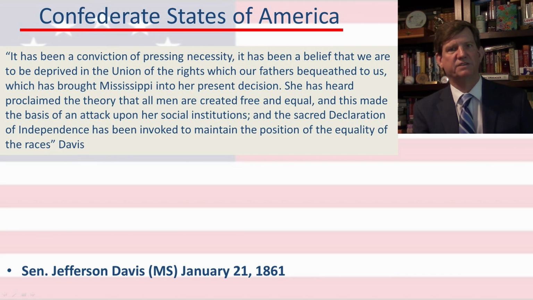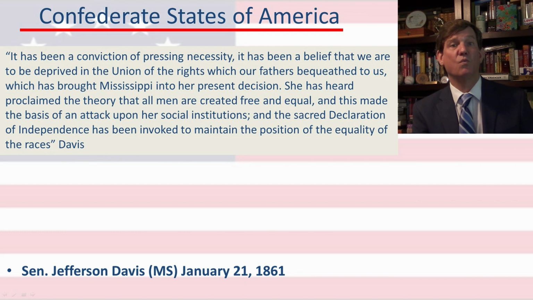Now, what institution in Mississippi could equality of the races undermine? What in the world was Jefferson Davis talking about? Jefferson Davis was upset that there were growing numbers of people in America who believed that all men were created equal and endowed by their Creator with certain inalienable rights. This language included African Americans as well as Euro Americans.